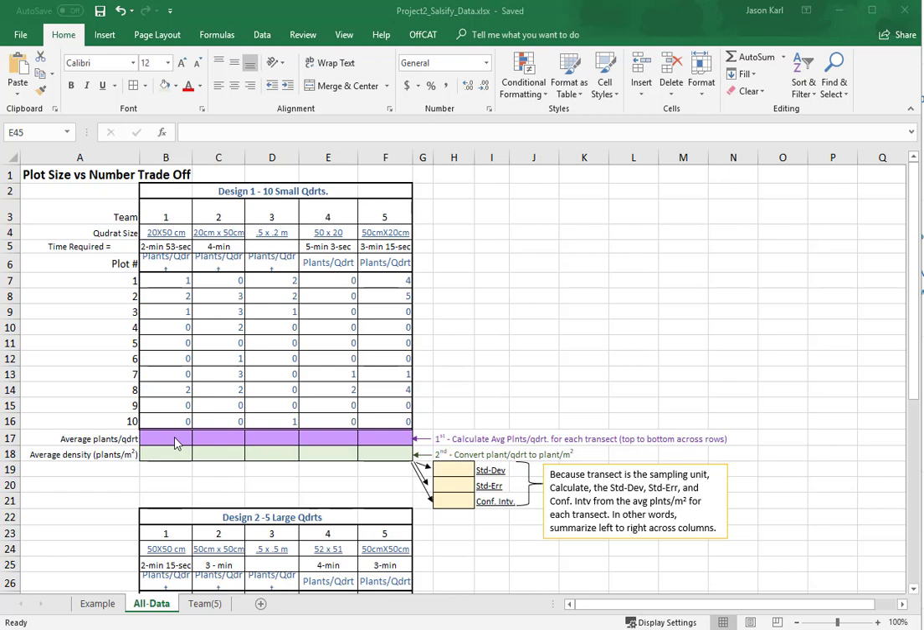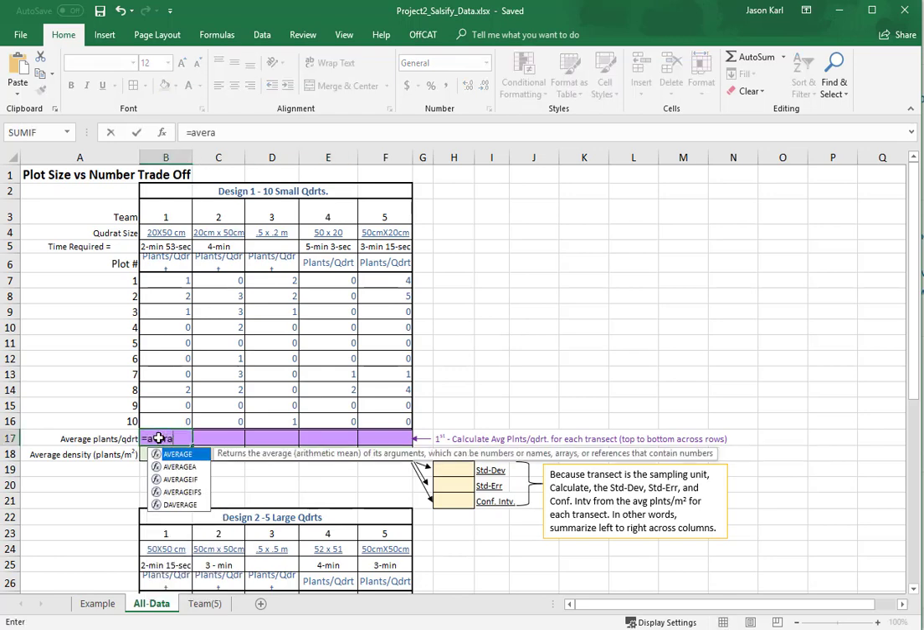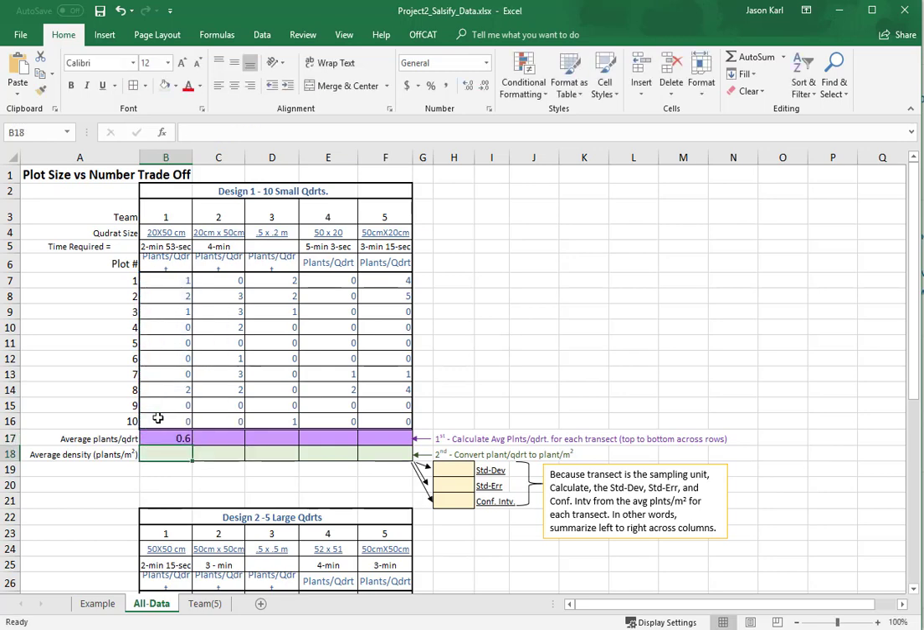We'll work through how to calculate these. So the first thing we need to do is get the average values of plants per quadrat for this design. So we'll do average. We'll grab these guys, and that gives us a 0.6. I'm going to go ahead and drag that across to all these other cells. Okay, so our averages range from 0.3 to 1.4.